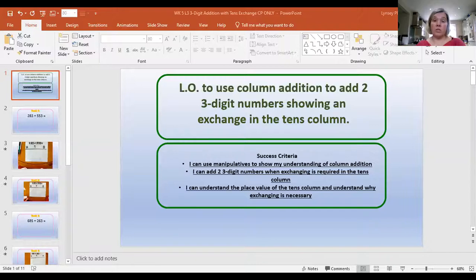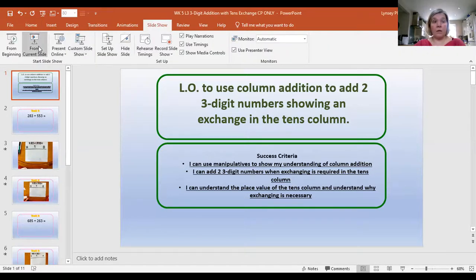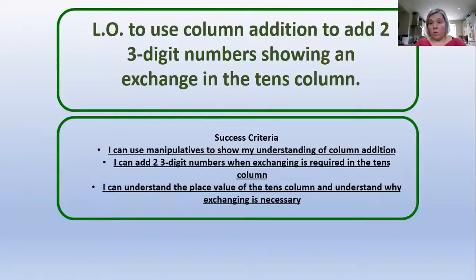So you can see we're going to use column addition to add 2 3-digit numbers with an exchange in the tens column. The process is very similar to what we have been doing in our ones column, but it's important to know that we are now looking at, if that number is a 7 in the tens column, how many is that worth? It's not worth 7, is it? If I've got 7 in my tens column, it's worth 70, isn't it? It's not worth 7. And that's really important to remember.